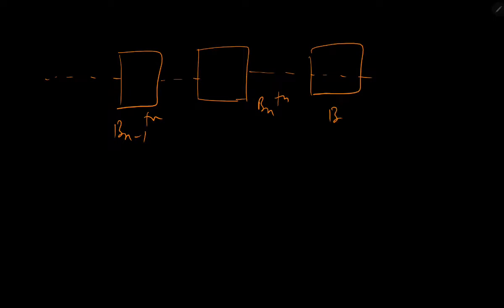Suppose we are considering this as the nth block in the blockchain, right? This is the nth block, and just left to it is the (n-1)th block, and just right to it, next to it, is the (n+1)th block. We are specifically focusing on this. Any of the blocks you can take, this or this, but I'm focusing on the nth block, right?